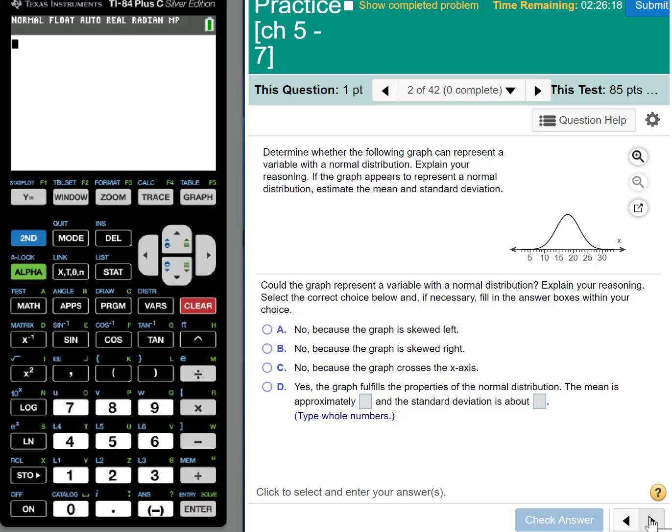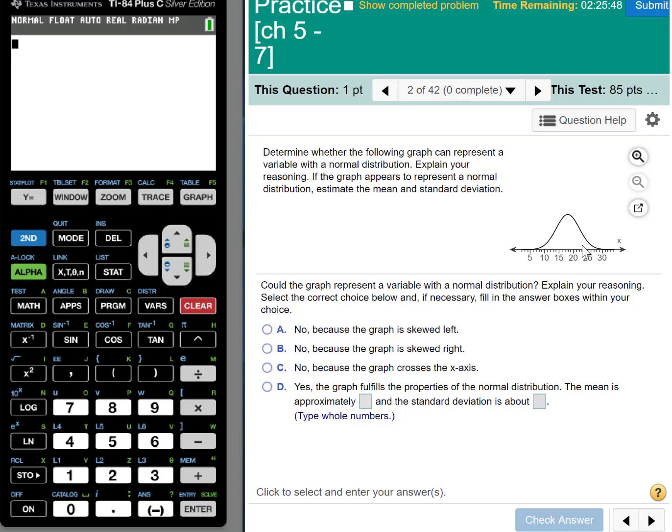Determine whether the following graph can represent a variable with a normal distribution. Yes, you can see it looks bell-shaped. If you press on the plus sign, you will see a bigger image of the graph. It is a normal curve. You can see the mean is right in the middle, it's about right here, about 16 or 17, and then they're asking you to estimate the standard deviation.